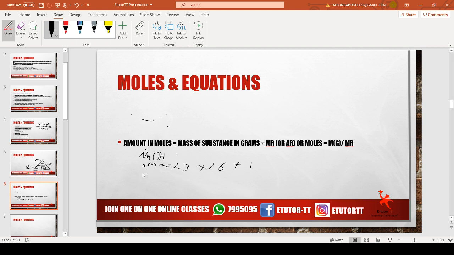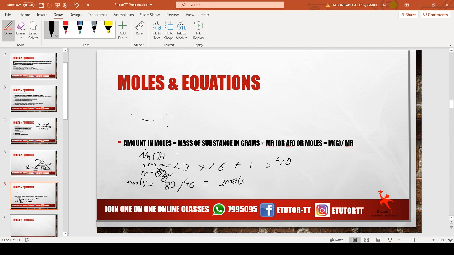Let's say the mass, small m, equals, let me say, 80 grams. Sorry for the bad writing, it's kind of hard. But yes, we have 80 grams. The RMM is equal to 40. Now, as the formula says, moles equals the mass of the substance in grams, which is 80, divided by the molar mass, which is 40, and that is equal to 2 moles. Right, so that's 2 moles.